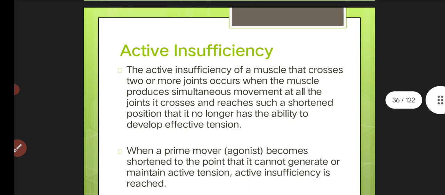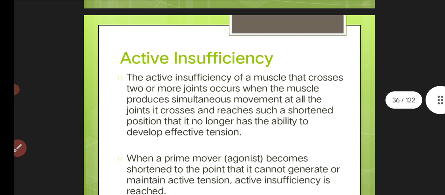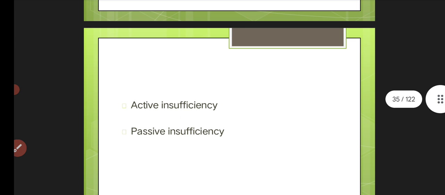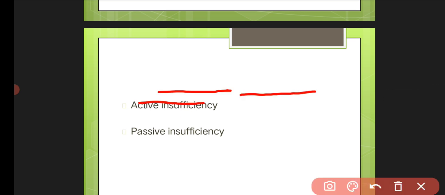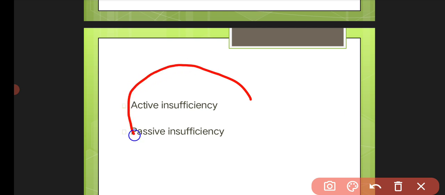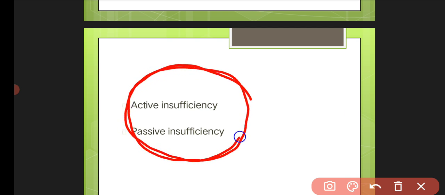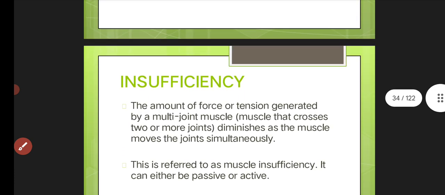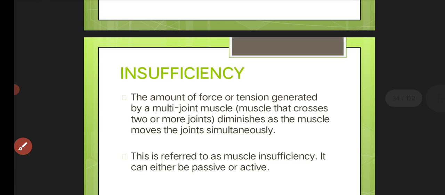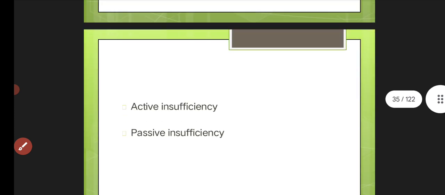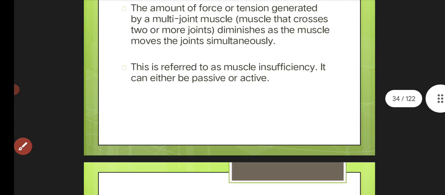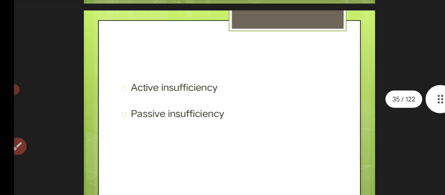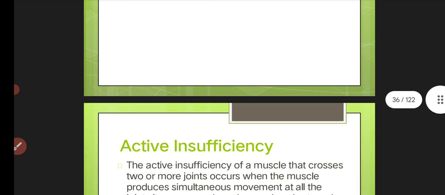What is active insufficiency? It is one of the more important questions in short notes. These two are important: active and passive insufficiency, or you can say muscle insufficiency. The question may come as active or passive insufficiency of the muscle, either active insufficiency or passive insufficiency. So we will know about active insufficiency.